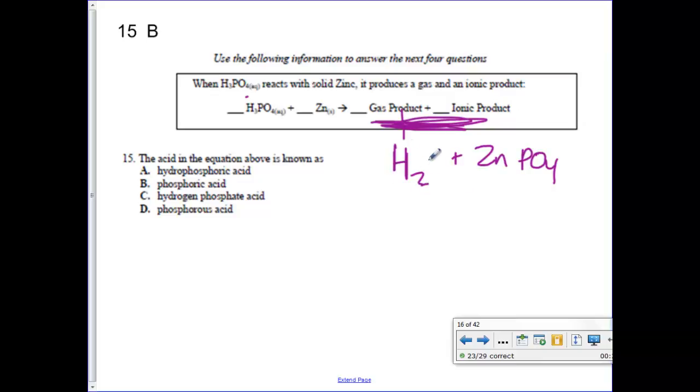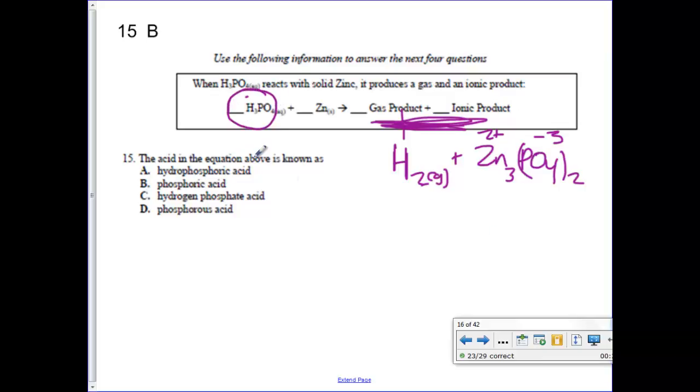Okay. Hydrogen always comes in 2s, so that's hydrogen gas. Zinc phosphate right here, though, I have to write it properly. Zinc is a +2 charge, and phosphate is -3. Good. I haven't even answered the question yet. I'm just writing out what this should turn into. Okay, let's answer this question.